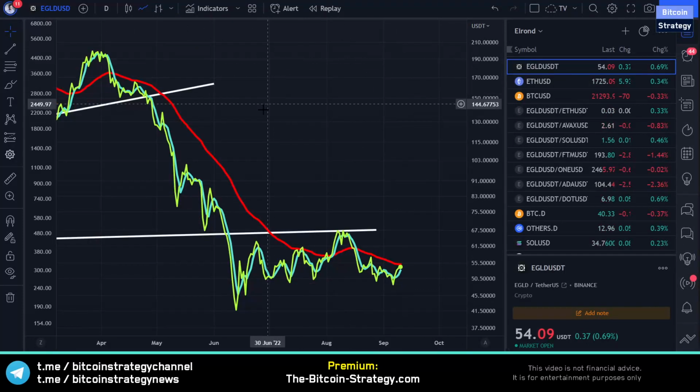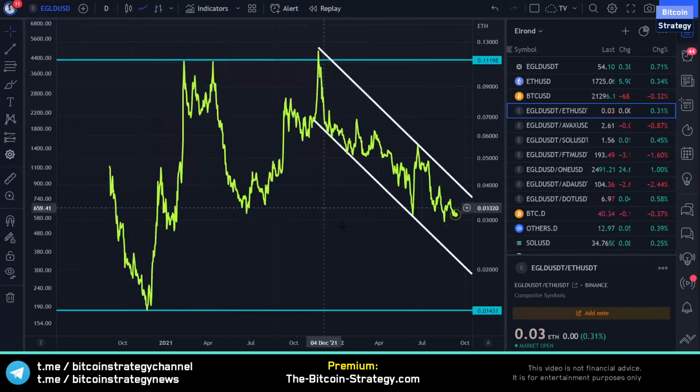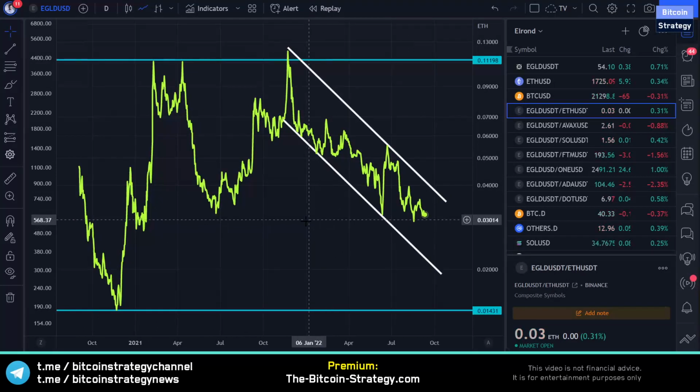Now, what might be even more interesting than just looking at these indicators is to look at relative valuation. This here is EGLD relative to Ethereum. So not measured in Tether now, but in Ethereum. And why do you want to look at this? Because you regularly have a lot of correlation across assets, right?